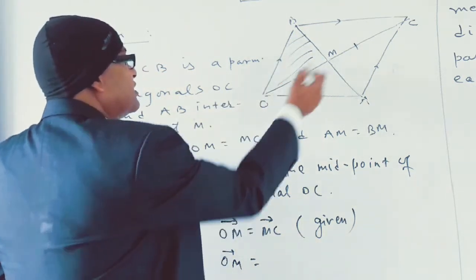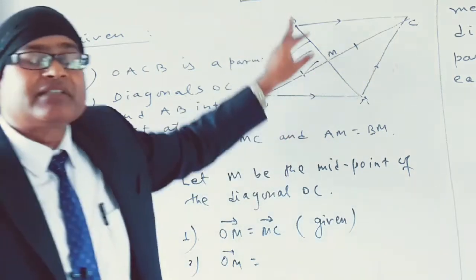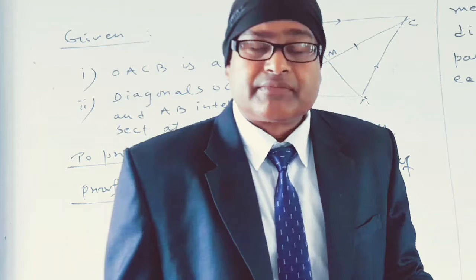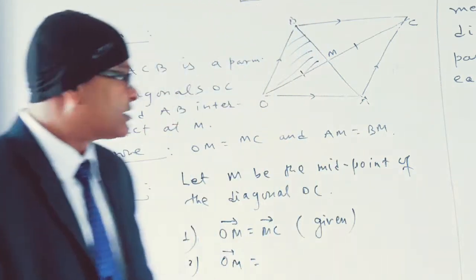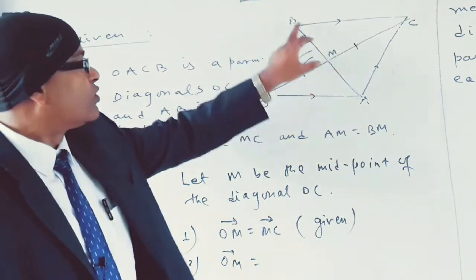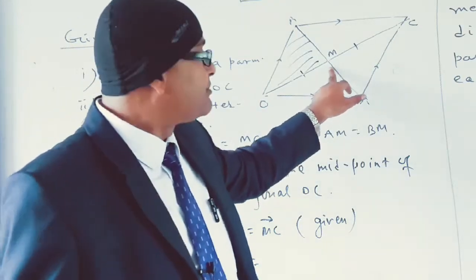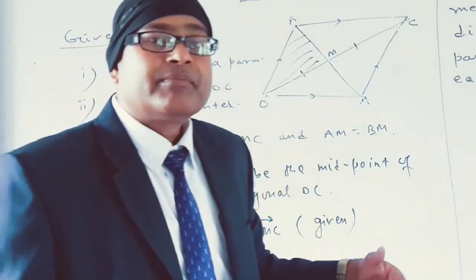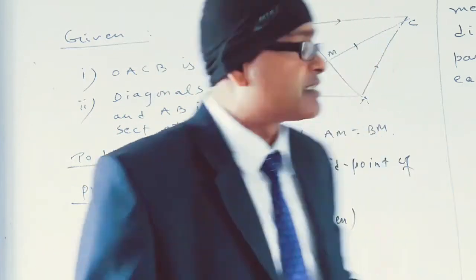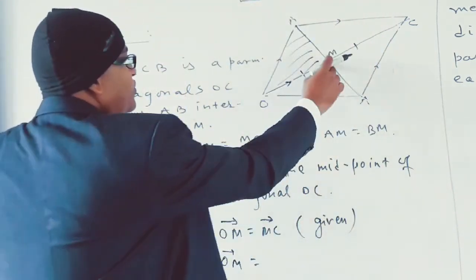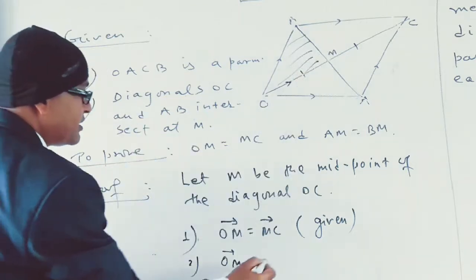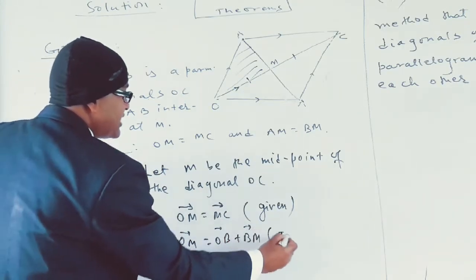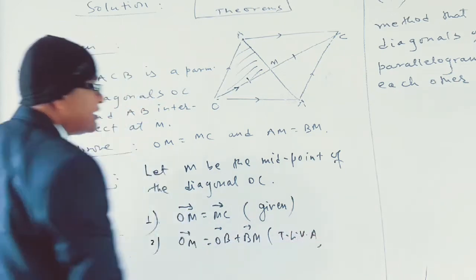So we'll take the triangle OBM and apply the triangle of vector addition. So, dear students, in triangle OBM, we express the vector OM in terms of vector BM by using the triangle of vector addition. So vector OM we can write as OB plus BM. This is by the triangle of vector addition.